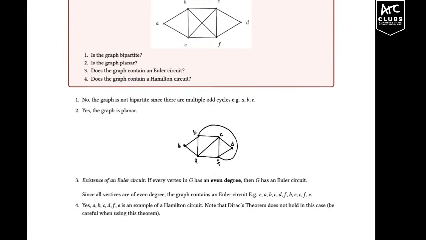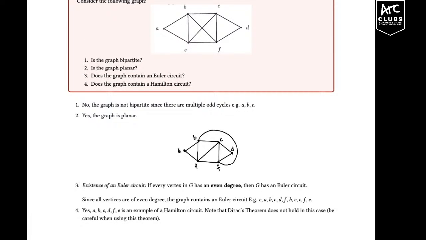Okay, question 3, does the graph contain an Euler circuit? Okay, so here we have a different condition or existence for an Euler circuit, and that is if every vertex in G has an even degree, then G has an Euler circuit. Again, it's very important to remember these existence conditions, and they make answering the questions a lot easier.